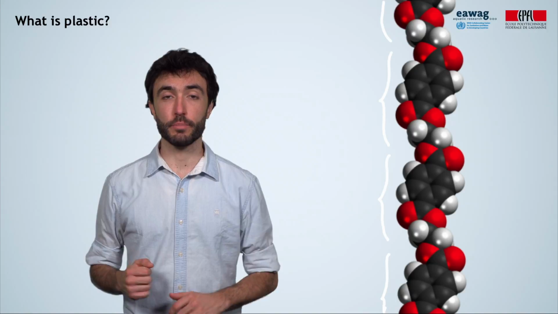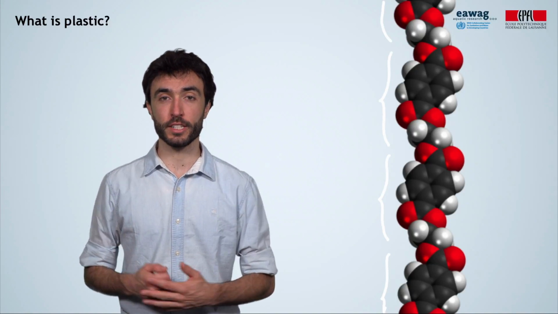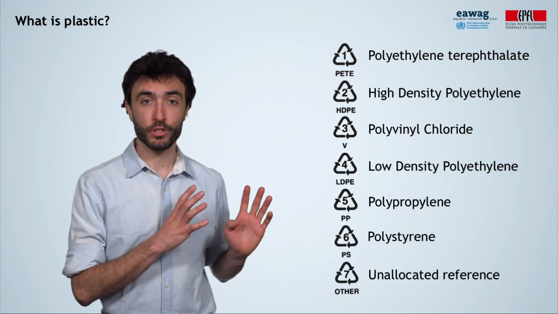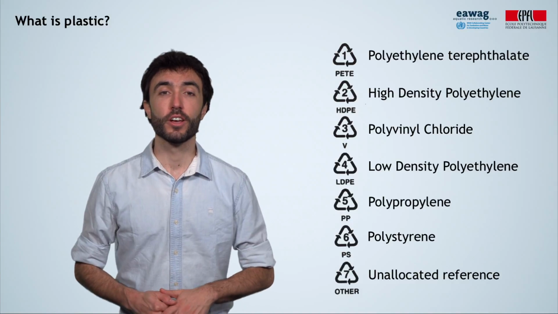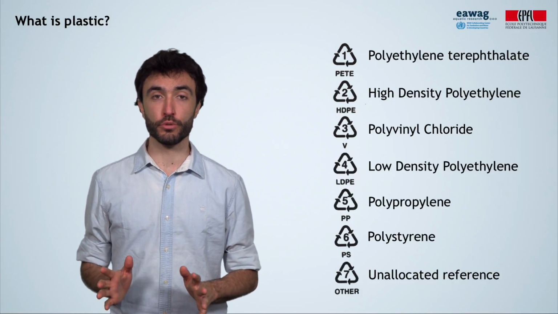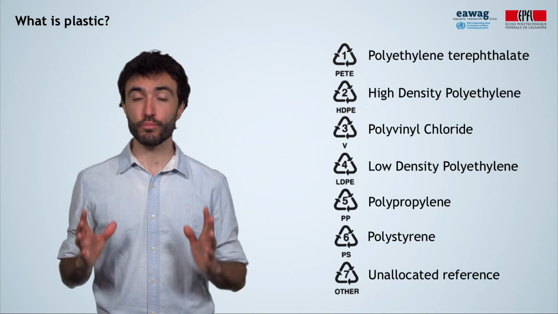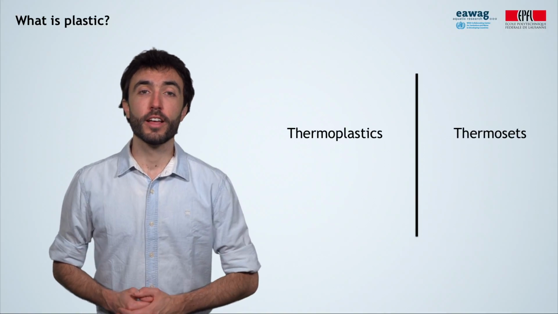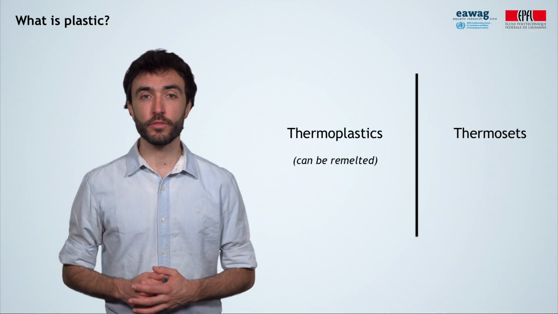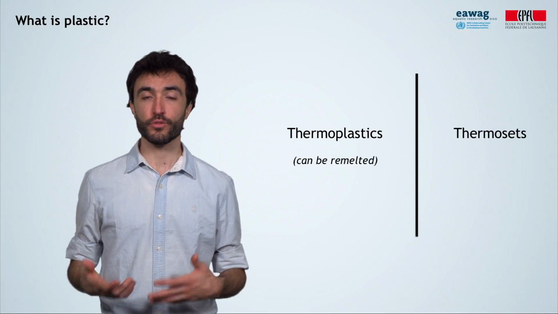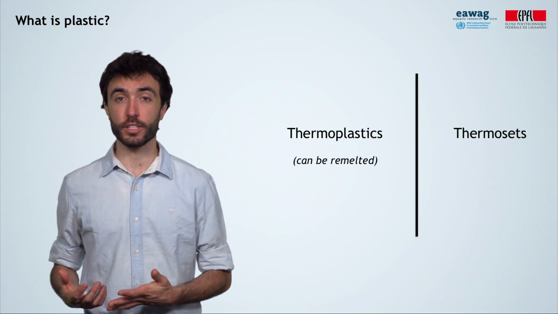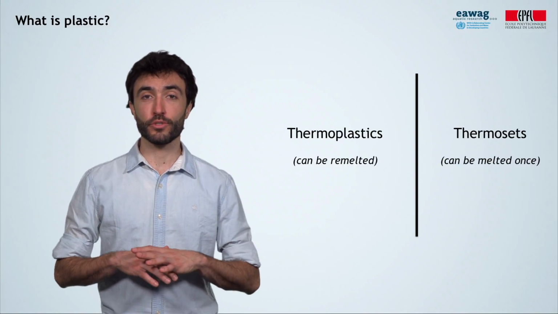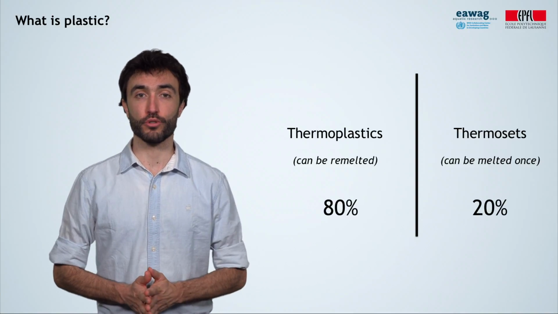Plastics are usually classified by the chemical structure of the polymer's backbone and side chains, leading to this classification. You might recognize some of these codes in your food packaging. All plastics are then classified into two main groups based on their thermal processing behavior: thermoplastics and thermosets. Thermoplastics can be melted and solidified over and over again, which allows recycling the material, whereas thermosets can only be melted and solidified once. Luckily, thermoplastics represent 80% of all plastics produced.